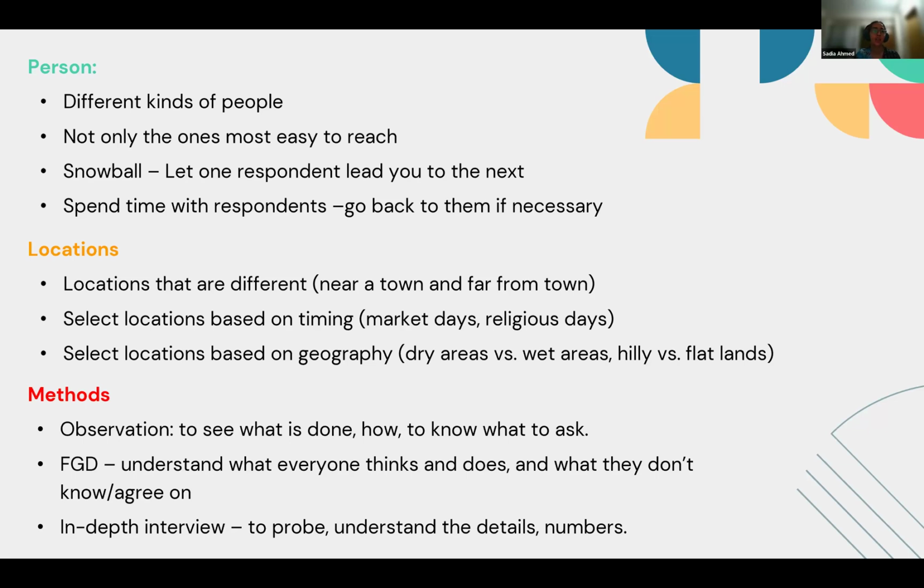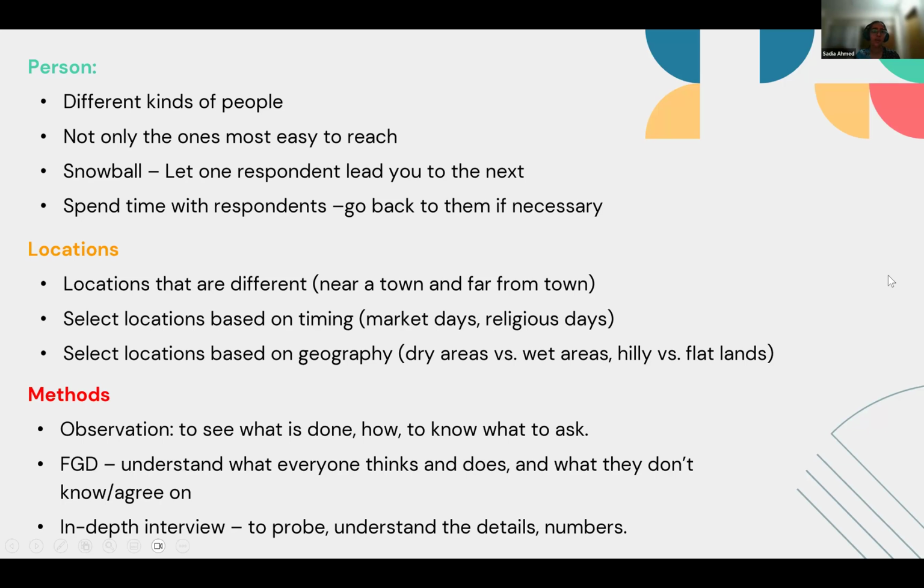So by triangulating between these things, by triangulating between all the different persons that you meet, by triangulating information between the different locations that you go to, by triangulating information between the different methods that you use, you can then build a comprehensive picture, which is then what contributes to making your qualitative research robust.